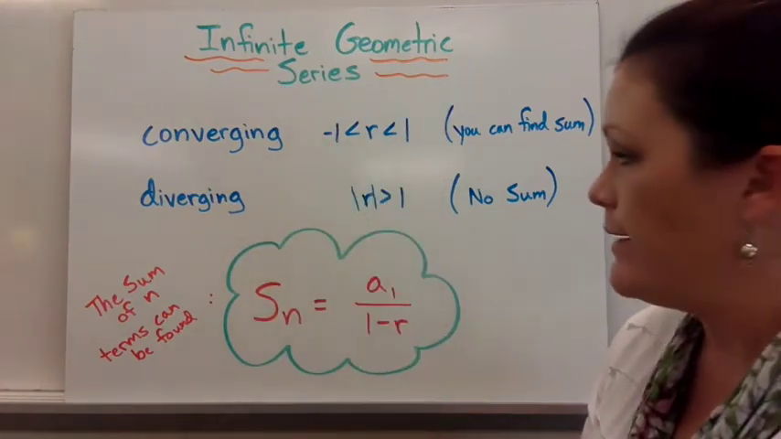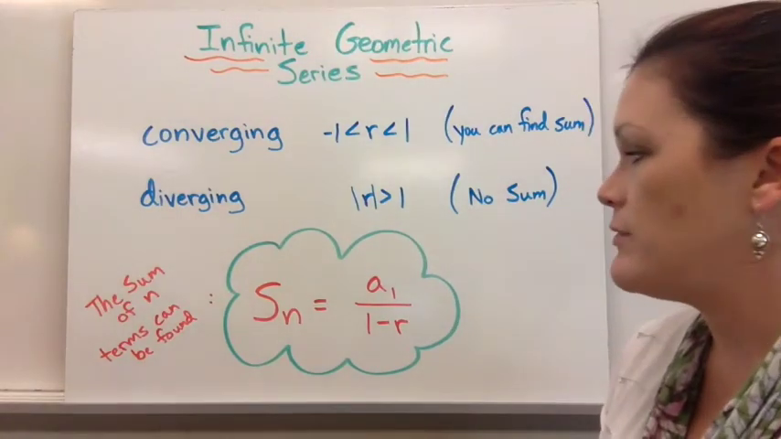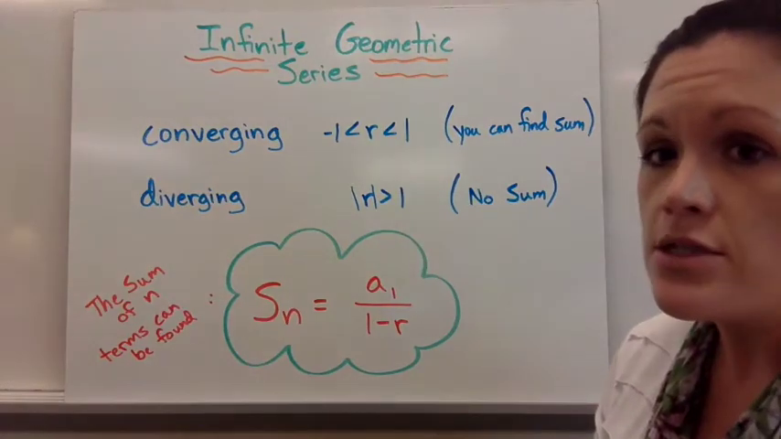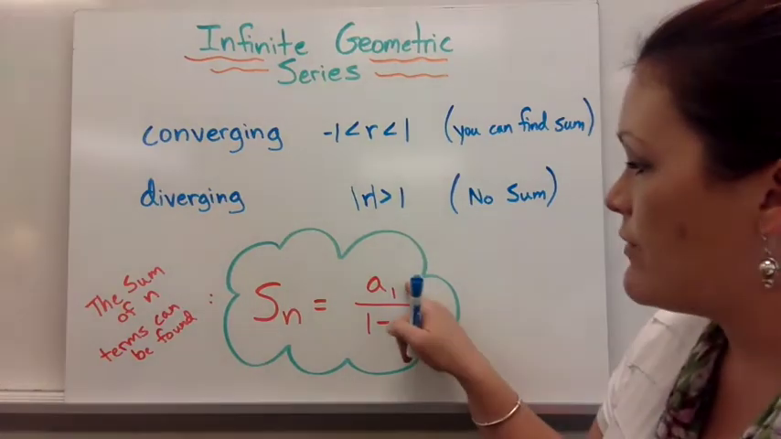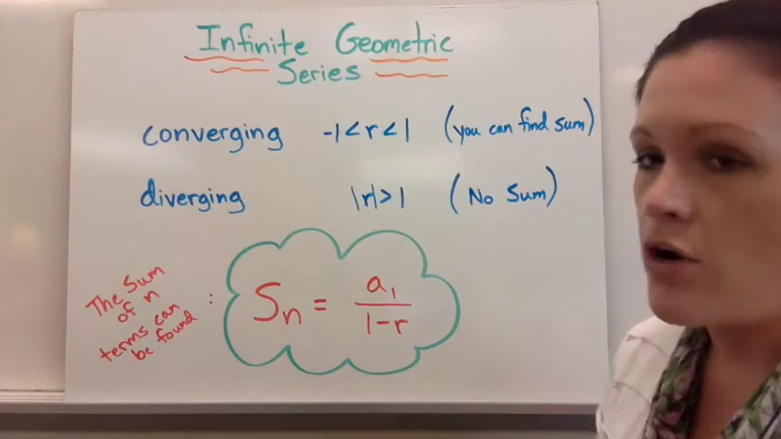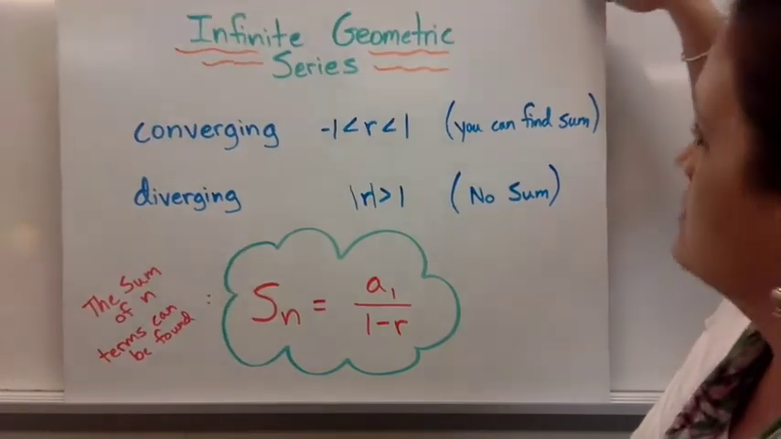I know that's a lot to say, but we'll get to that in just a minute. So the formula to find the sum of the terms of an infinite series is a little smaller than the one we used for a finite series. You just have the first term over 1 minus the R value. So let's take a look at some examples of what they might ask.